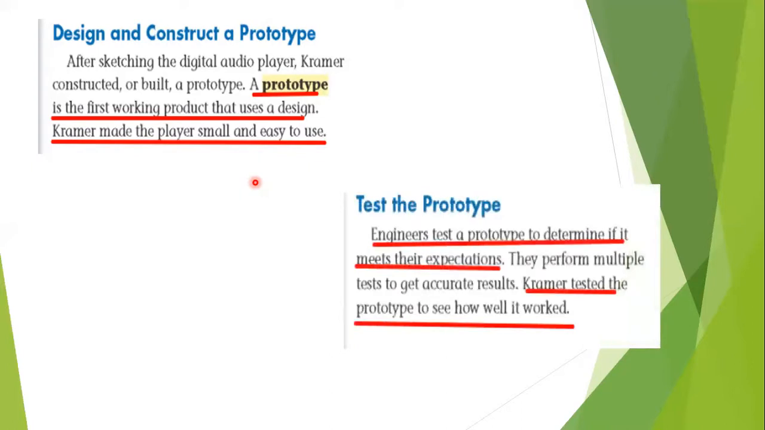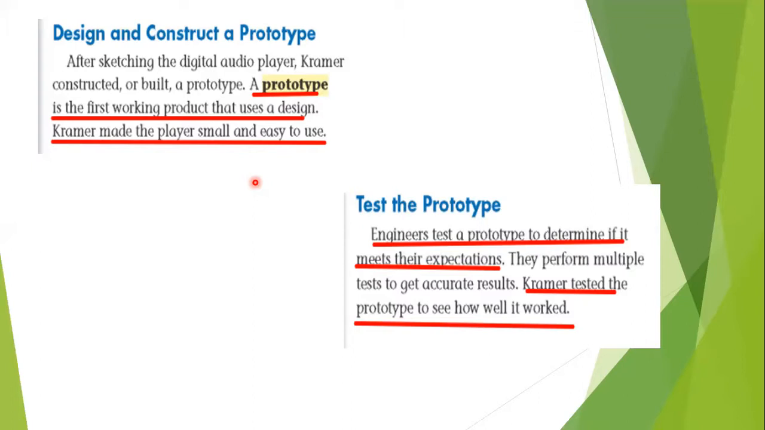Now, test the prototype. This is step number 6. Engineers test the prototype to determine if it meets their expectations. They perform multiple tests to get accurate results. Kramer tested the prototype to see how well it worked.